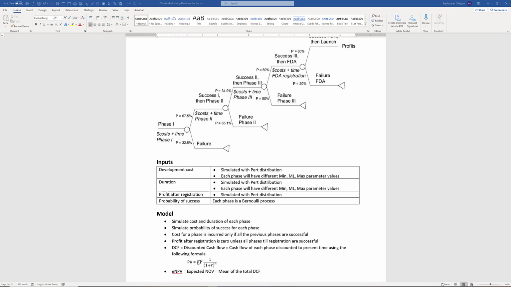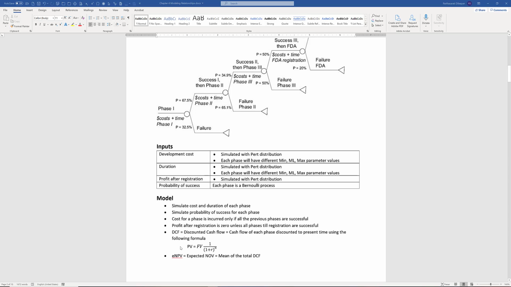Future value is divided by 1 plus the discount rate to the power of how long it will take. So we have to keep track of how long each phase takes based on the durations that we're simulating. Once you run the simulations, we take the average of the discounted cash flow at the present time, and that is our expected net present value. The discounted cash flow is our output, and we will find the mean of that output as our objective to maximize or analyze.